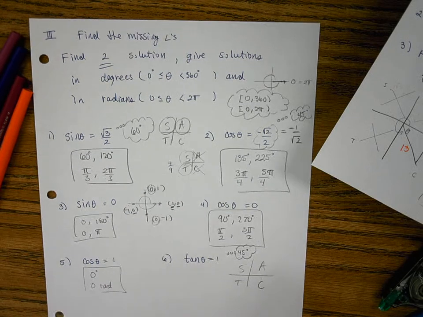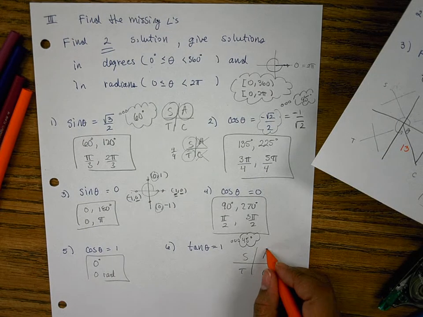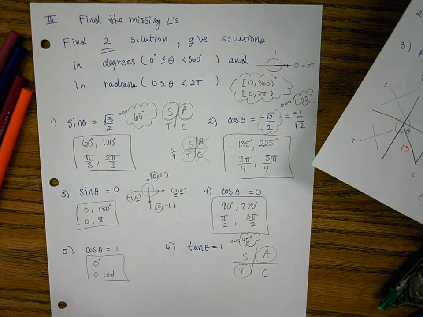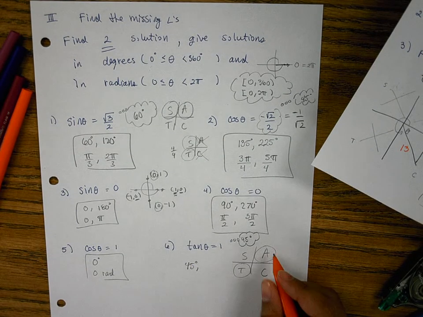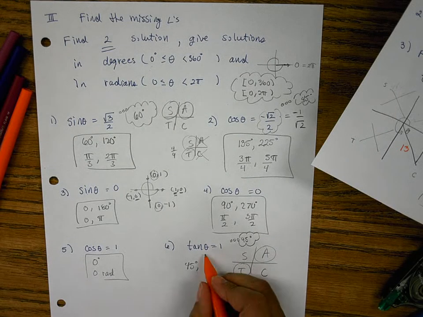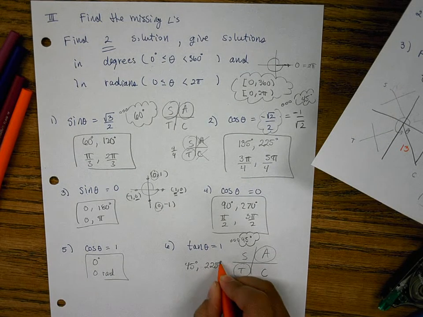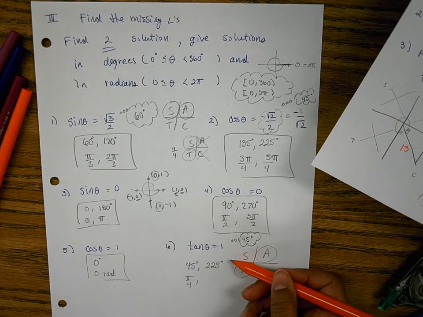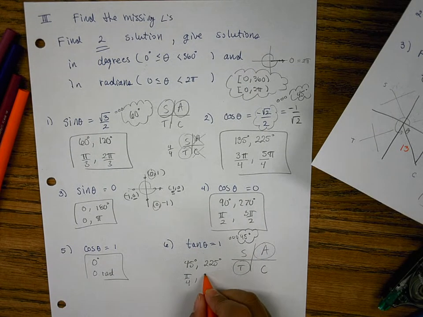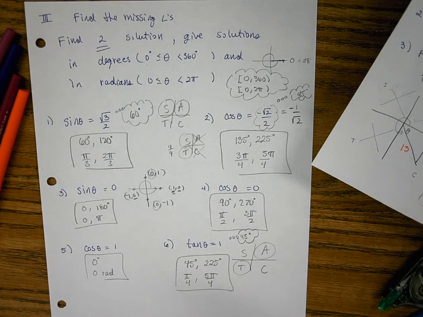What 2 quadrants? All students take calculus. What 2 quadrants is tangent positive? Quadrant 1 and quadrant 3. So is 45 degrees one of your answers? Yes, because it's in quadrant 1, and then 180 plus 45 is 225. So this is pi over 4, and 5 pi over 4. And that is it for this lesson.